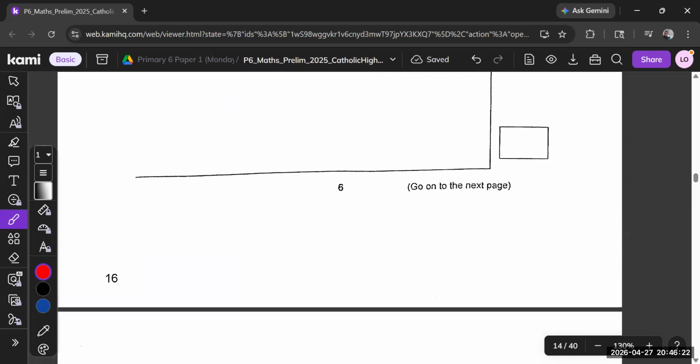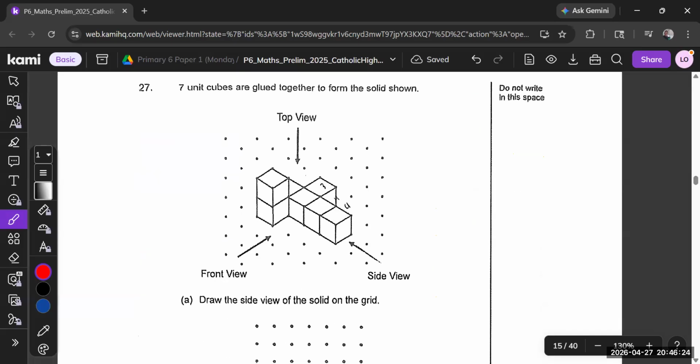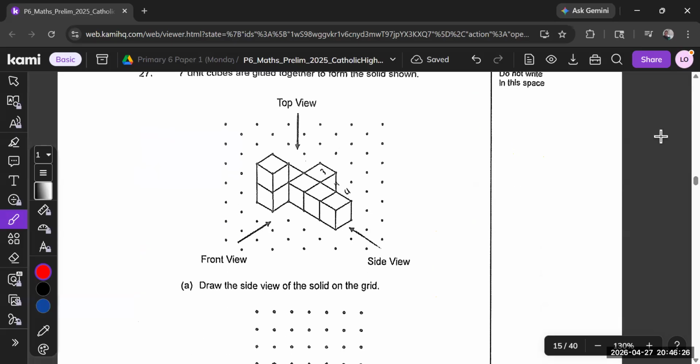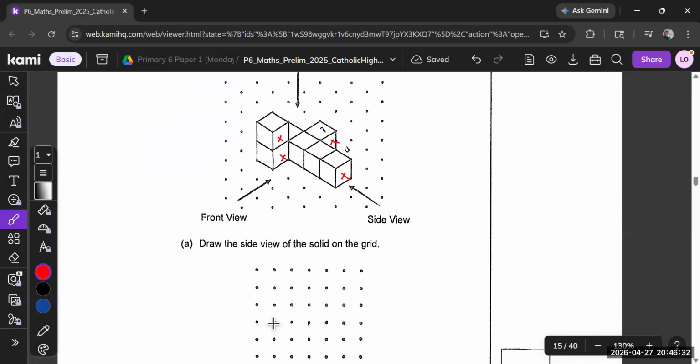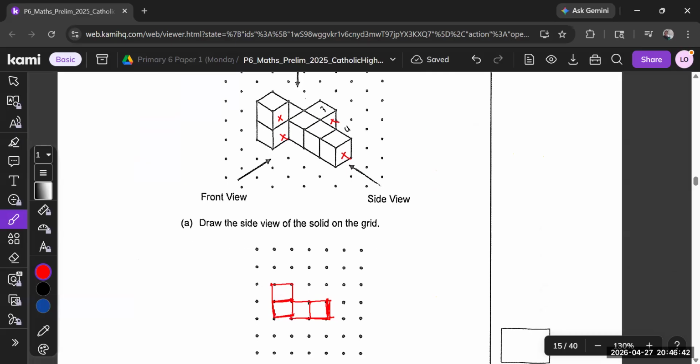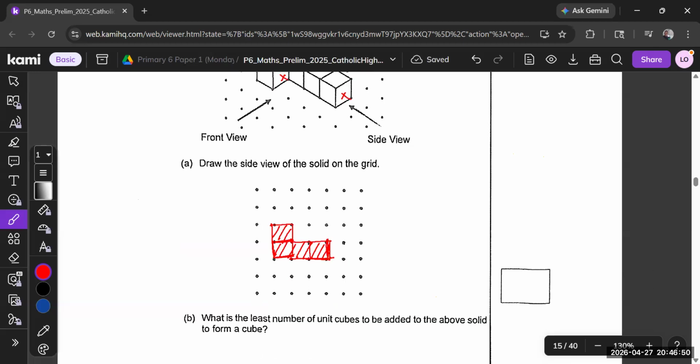Question 27. Draw the side view. So how do you do that? Where's the side view? 2, 1, 1. This is quite easy. Drawing must use ruler and pencil. Don't do freehand. 2, 1, and 1. For those of you with lighter pencil, do some zebra stripes so your teacher can see. Correct? Let's go to the next one.